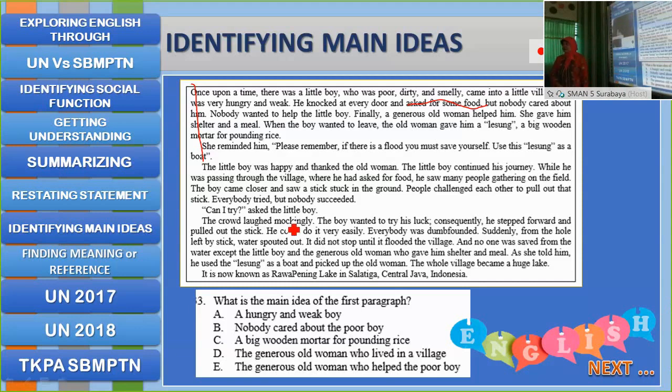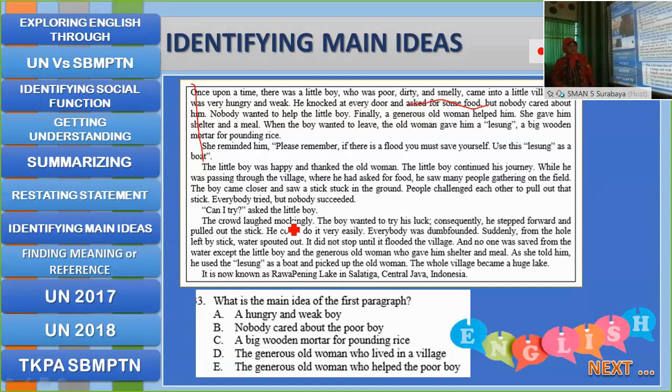What about when there is a question? What about B? Do you agree with B? No. What is your reason, or is there any explanation why B is not the answer? Because actually there was still someone who cared for him. That was the old woman.